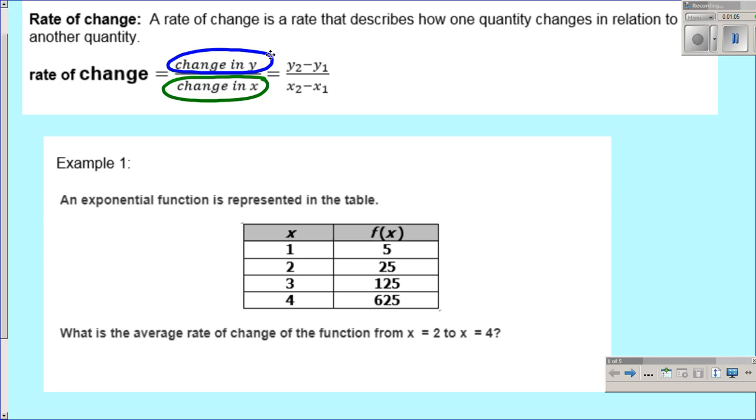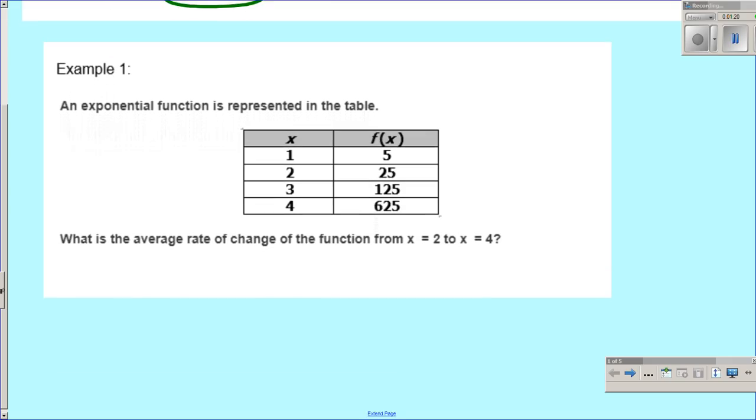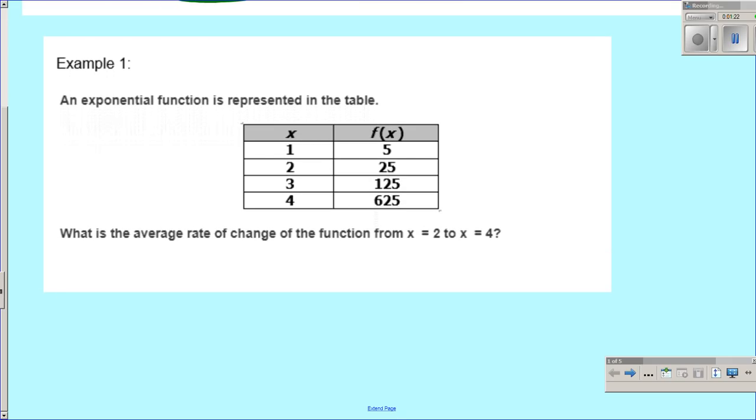So we're going to actually find the rate of change of different functions. They're not all going to be linear. Some are going to be, in this case, this first one is exponential, but we're still going to always use this formula. So if you look at example 1, it says we have an exponential function. It is represented in a table this time. So we're going to look at different types of representations. What is the average rate of change of the function from x equals 2 to x equals 4?